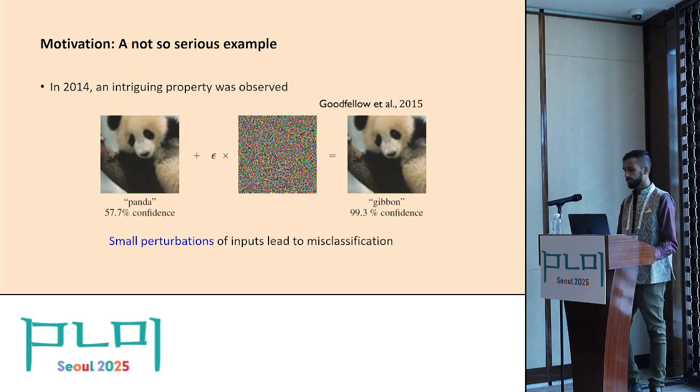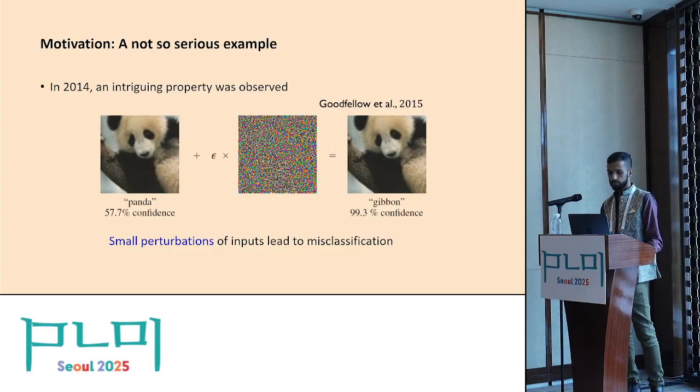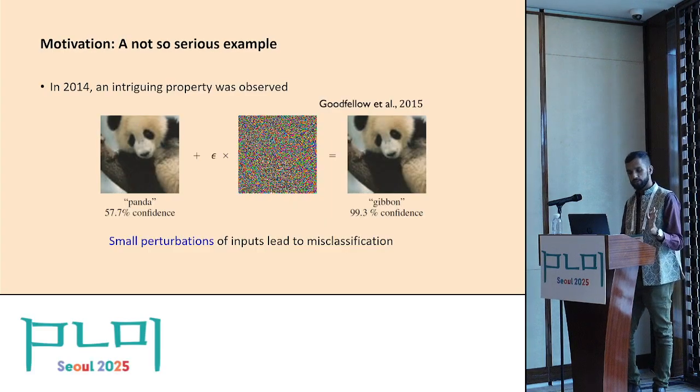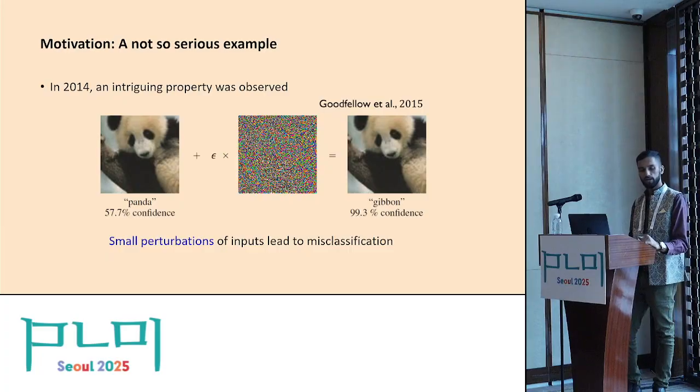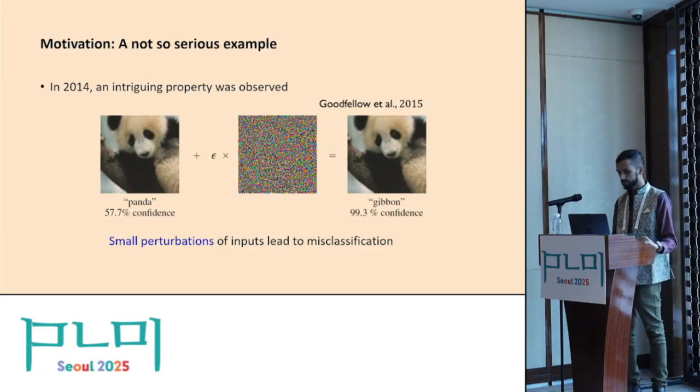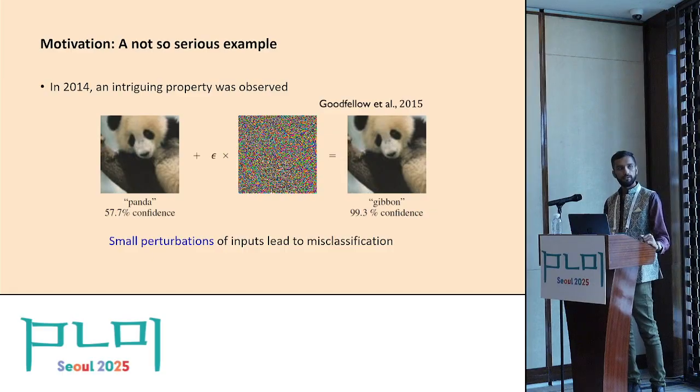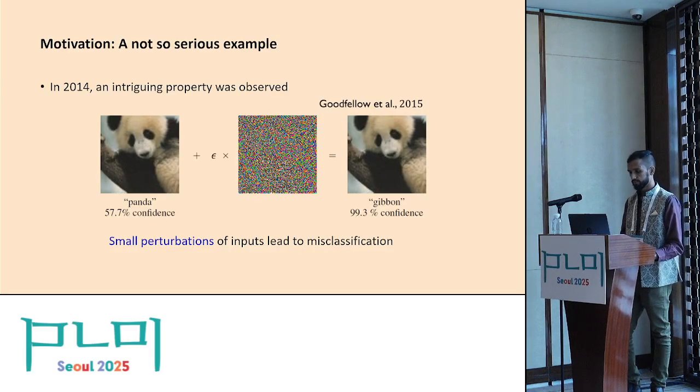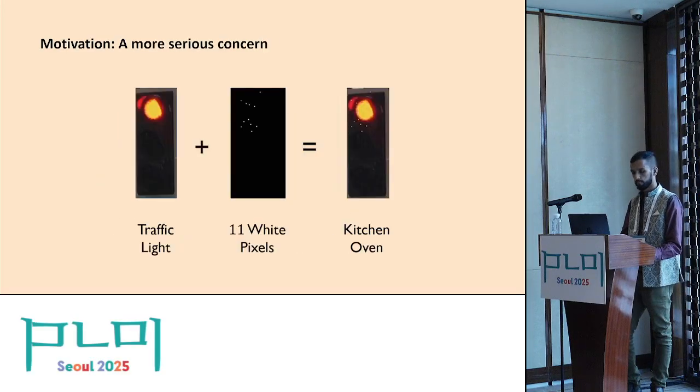In 2014, an interesting property was observed: when the left image is fed to a neural network, it is classified as a panda with 57.7% confidence, but when we add a small amount of noise to it and feed it to the same neural network, it gives a classification of gibbon with 99.3% confidence. So small perturbations of inputs lead to misclassification.